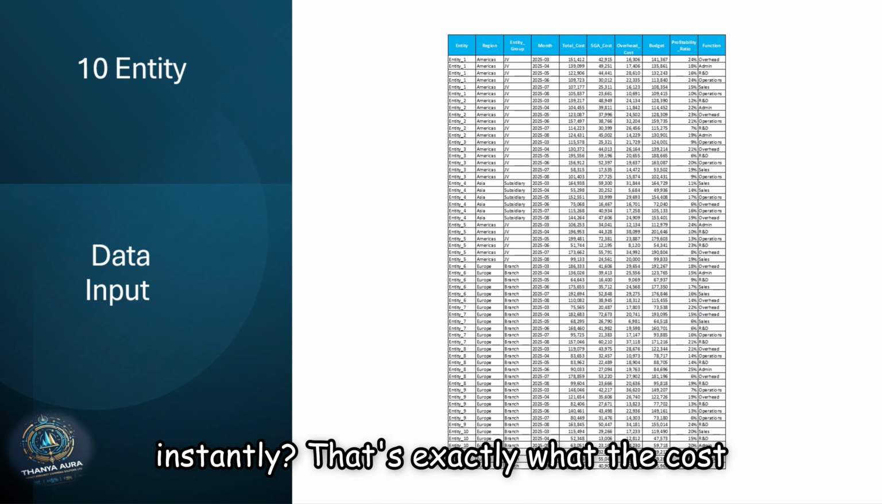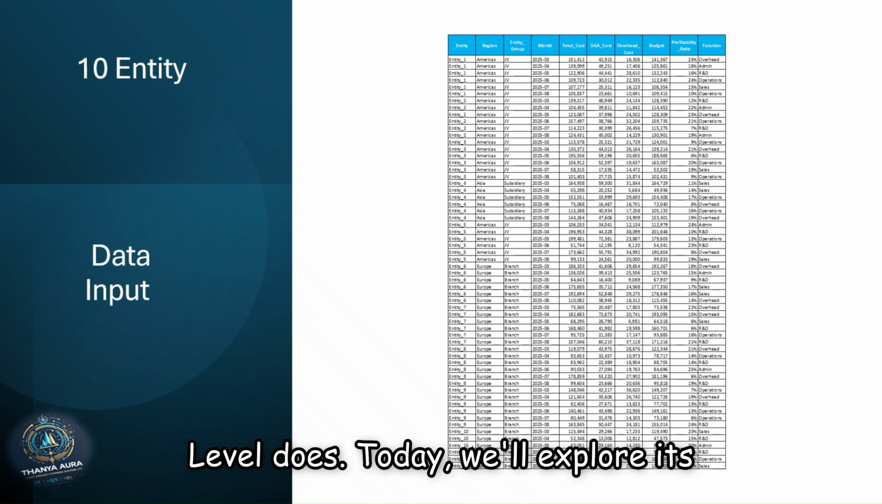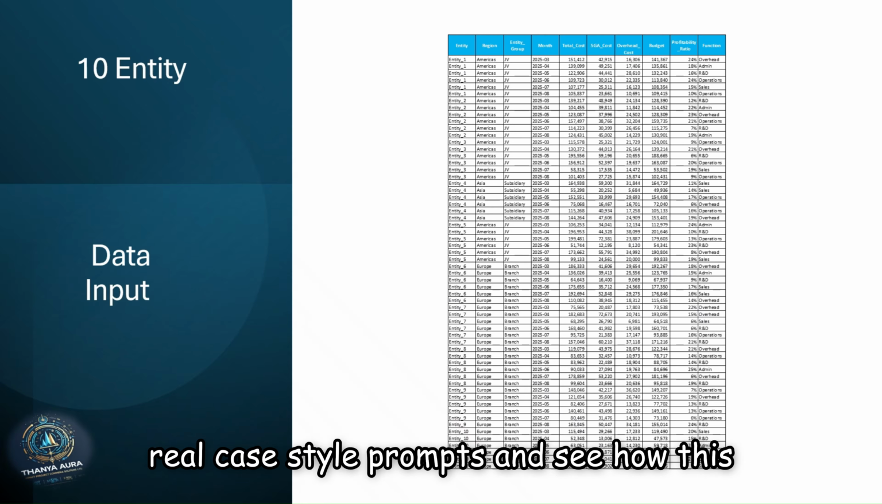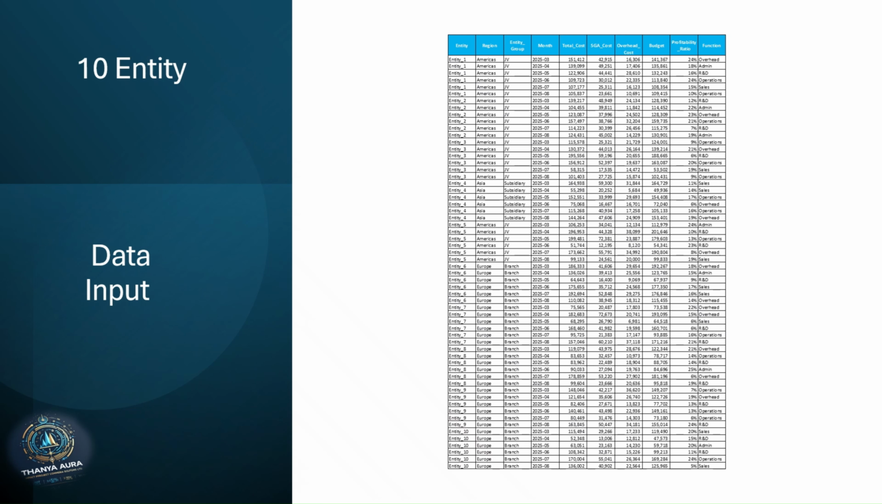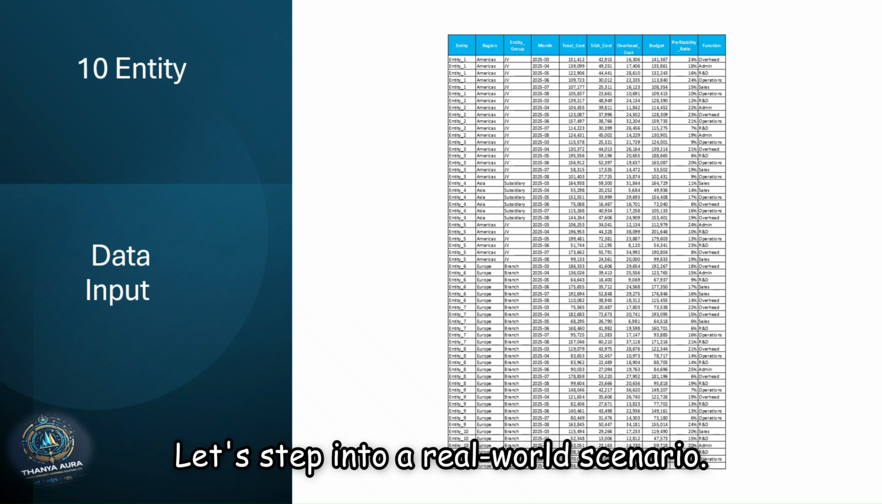That's exactly what the Cost Structure Intelligence Agent, Premium Level, does. Today, we'll explore its entity-level grouping feature through real case-style prompts and see how this tool transforms complexity into clarity. Let's step into a real-world scenario.